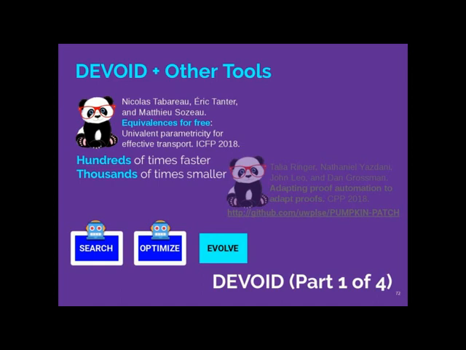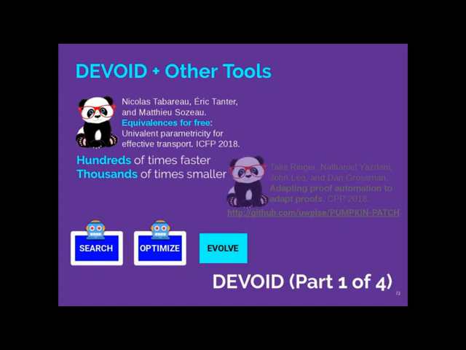You can read more about this in the paper, but effectively we've hooked Devoid into this equivalences for free univalent parametricity framework, which is a more general framework for porting functions and proofs across equivalences. And as a result of using Devoid, we were able to automatically discover and prove equivalences that the user would otherwise have to write by hand. And for the class of types we support, we were able to produce lifted functions that were up to hundreds of times faster and lifted proofs that were up to thousands of times smaller. So, this could be a useful optimization to hook into something like this.